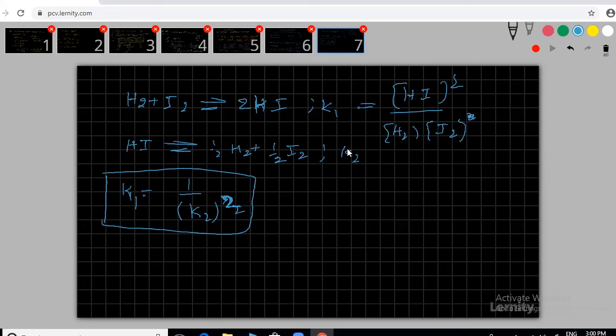I need the same expression, so what do I have to do? First, this equation, reversing, multiplying into 2. So this should be square. Correct? And that should be this square, not 1 by 2. Because you can write the K2 expression: K2 equal to I2 1 by 2 H2 1 by 2 by HI. If I am taking this as 1 by K2, then we will get HI. But for HI I have to multiply into 2, and multiplying into 2 means square. So K1 equal to 1 by K2 square.